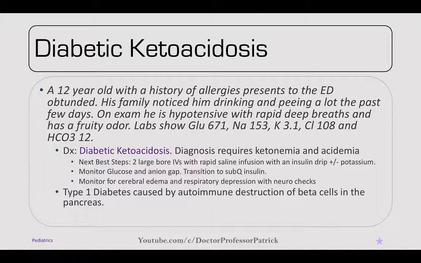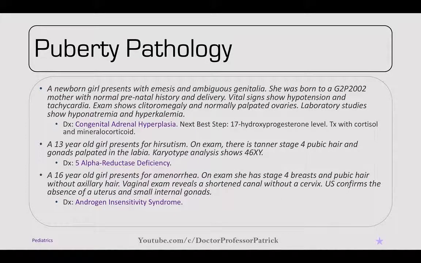So you can transition once the gap closes and the glucose is lowered to subcutaneous insulin. And then you need to monitor for cerebral edema and respiratory depression with neurochecks every 2 to 4 hours. So type 1 diabetes is caused by autoimmune destruction of beta cells within the pancreas. Some puberty pathology here. We've got a case of a newborn girl presenting with emesis and ambiguous genitalia.